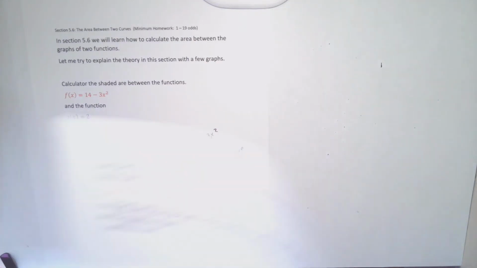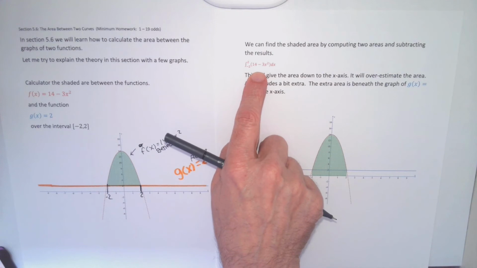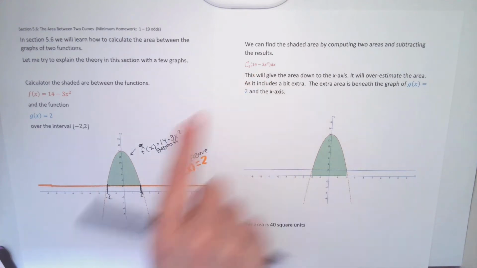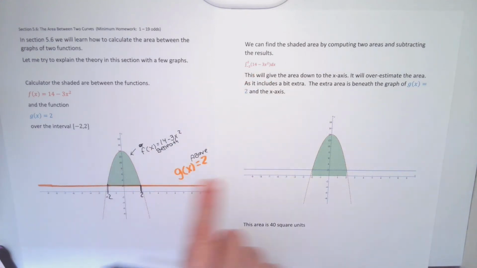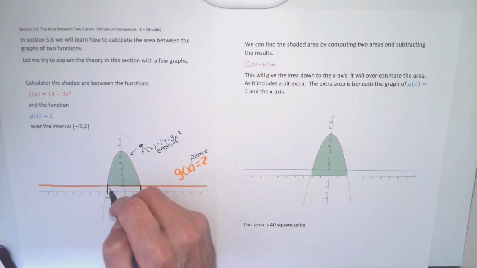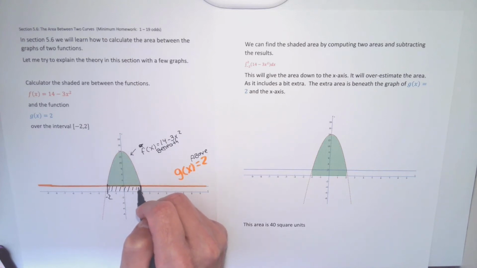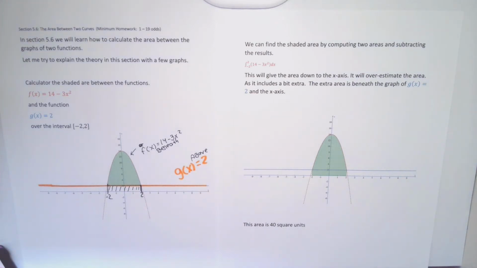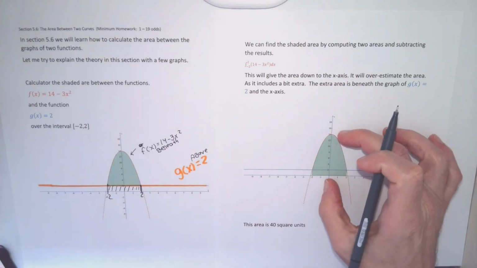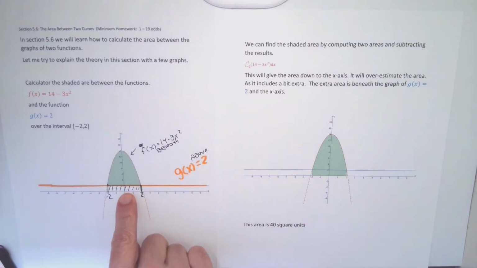So what I could do is I have this skill. I can integrate the top function, 14 minus 3x squared, the parabola, and I can get the area from the parabola all the way down to the x-axis by just integrating between -2 and 2. And what this integration is going to do, it's going to give me all of the area that I want and a little extra shaded area.